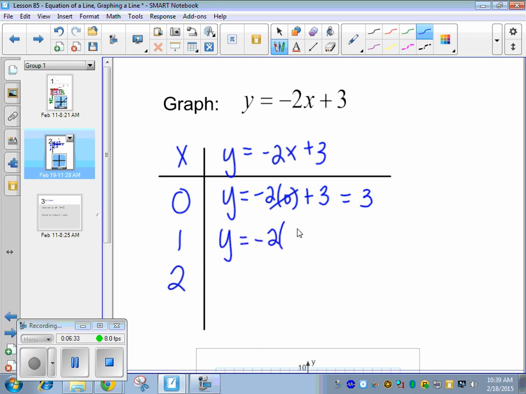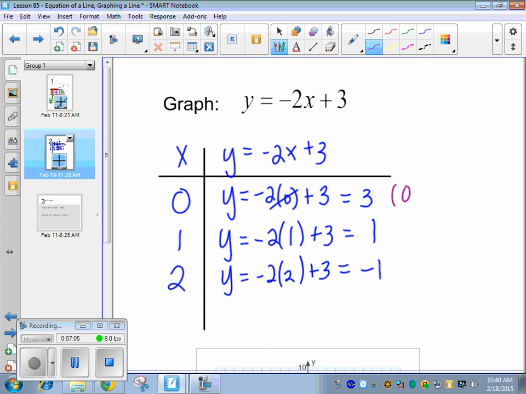Okay. And then we've got y equals negative 2. And this time what are we plugging in? 1. Use parentheses. Alright? So Thomas, what's negative 2 times 1? Negative 2. And what's negative 2 plus 3? 1. Good. Now we get 1. Okay. Now let's plug in 2. Y equals negative 2, substitute in the 2, plus 3. So Maddie, what's negative 2 times 2? And what's negative 4 plus 3? Good.